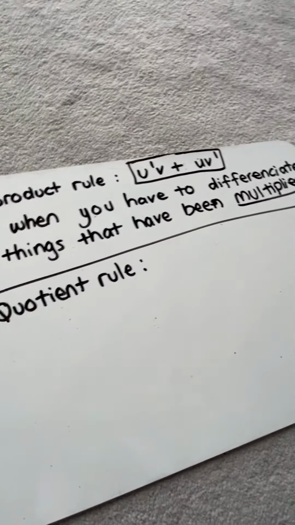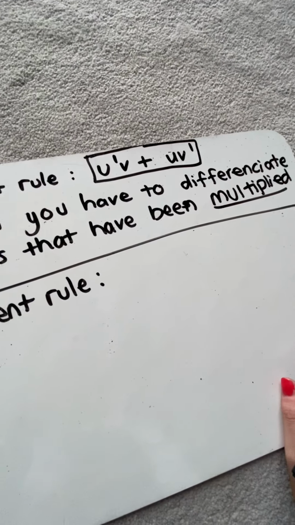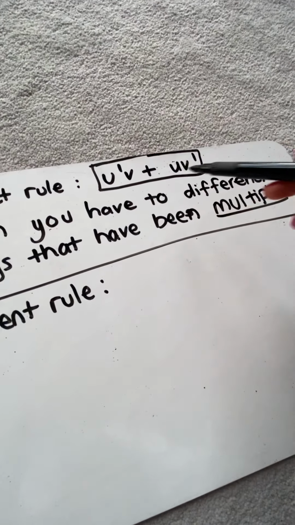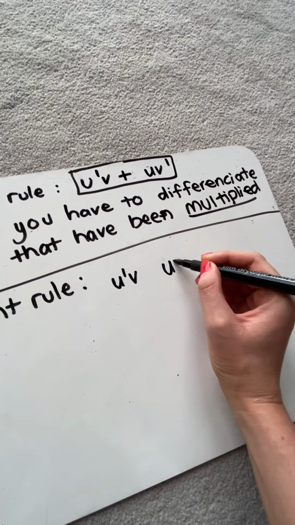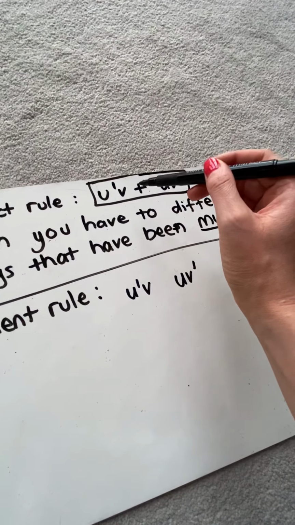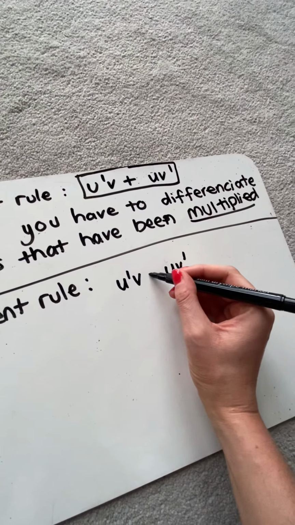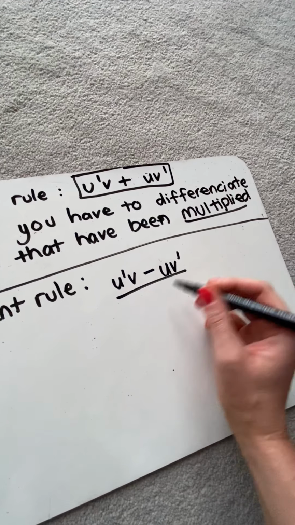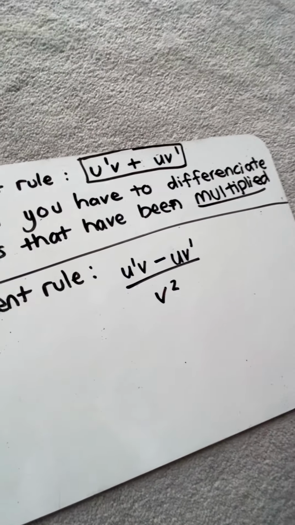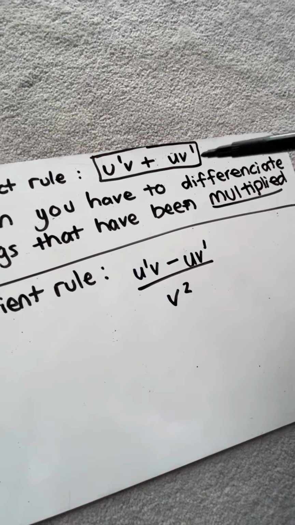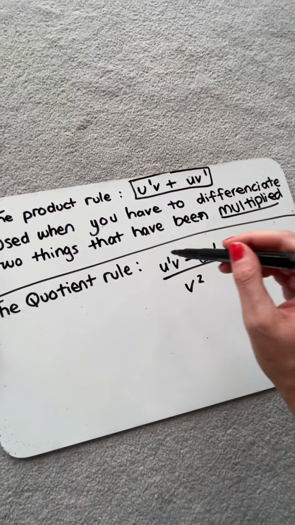Okay, so I've got two things that have been divided by each other. Now there's another formula that's coming up that you need to remember, and it's very similar to this. It's still u dash v, still u v dash, but instead of an add in the middle, we're going to have a minus, and we're going to put it all over v squared. So the actual working for this is the exact same as the product rule, but a slightly different formula.